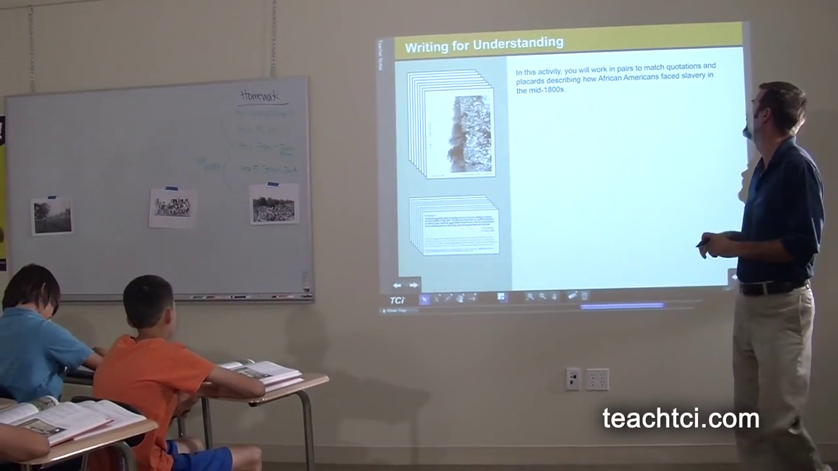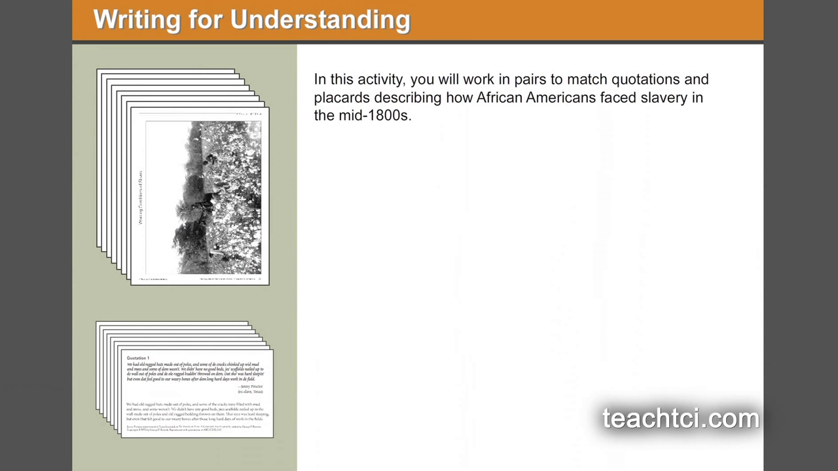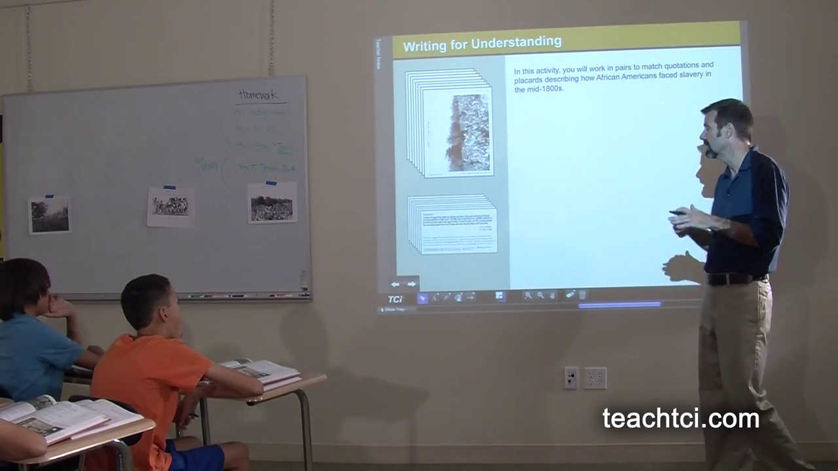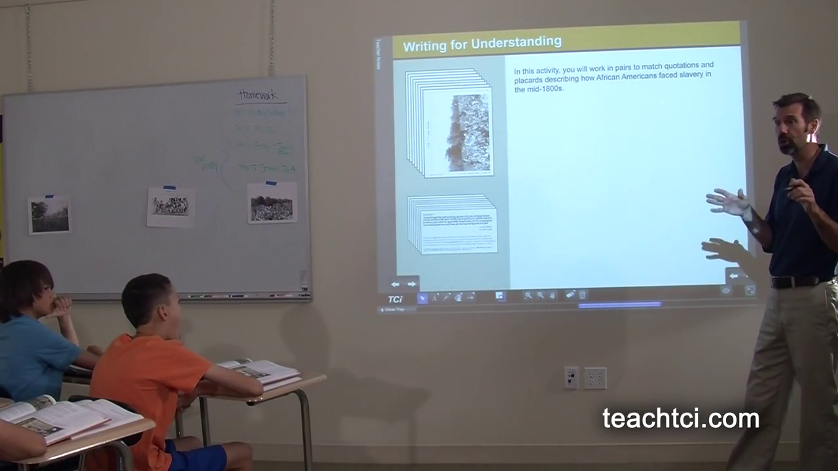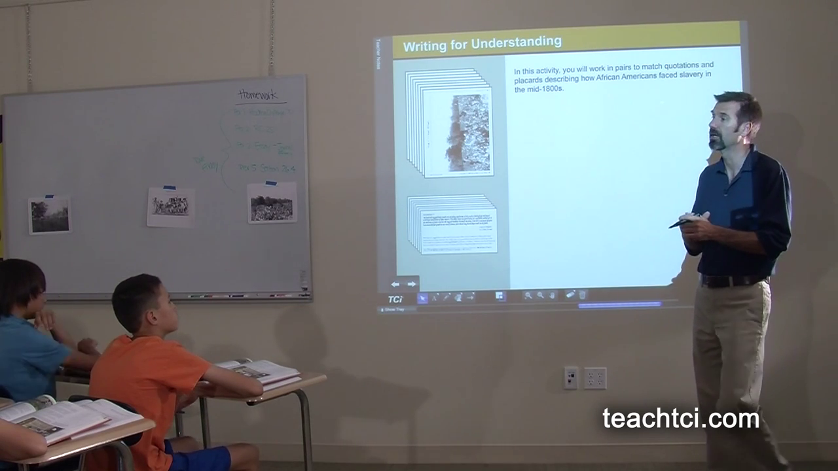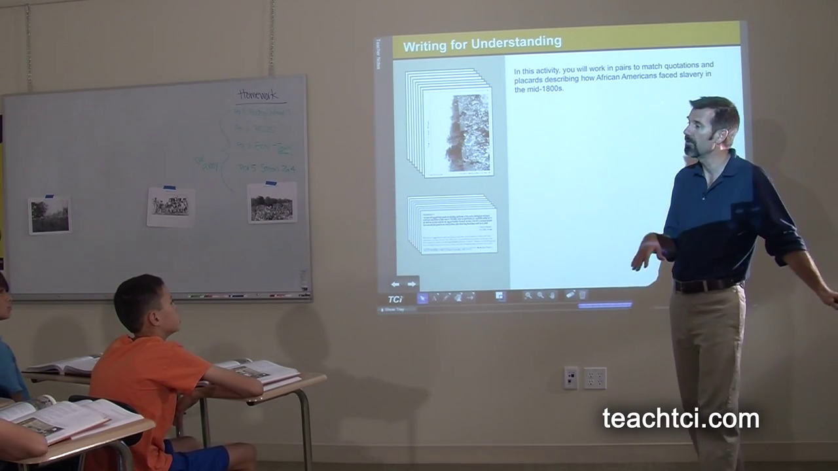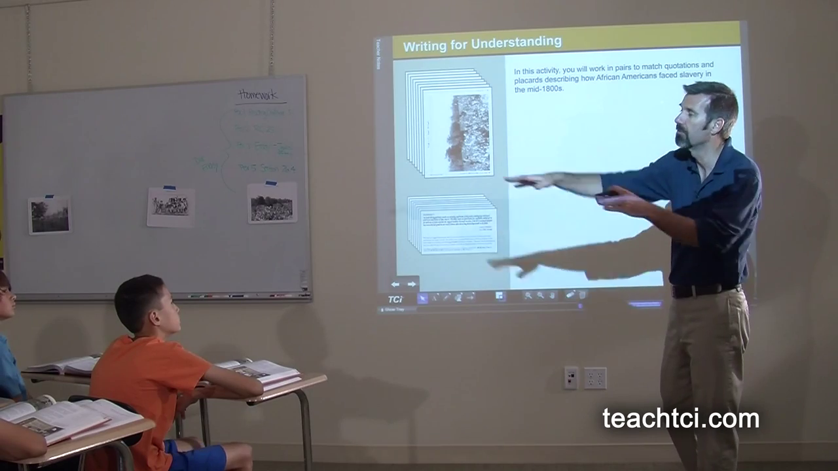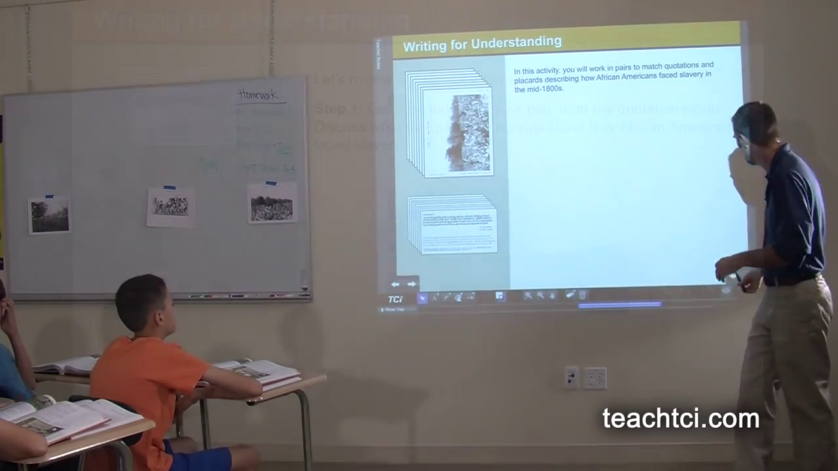You'll see how this plays out in a Writing for Understanding activity from History Alive, the United States Through Industrialism, Chapter 20, African Americans in the mid-1800s. So class, in this activity, you're going to match quotations and placards describing how African Americans faced slavery in the mid-1800s. And eventually you're going to write a journal as if you were an enslaved American, using information from the primary sources, from the images, and from information in your book. Okay? So that's where we're headed.